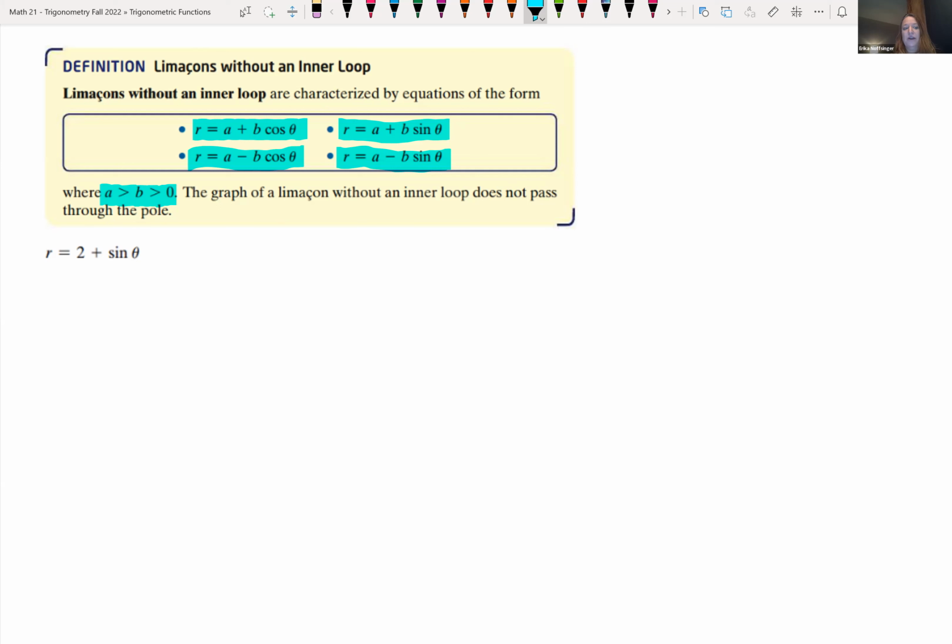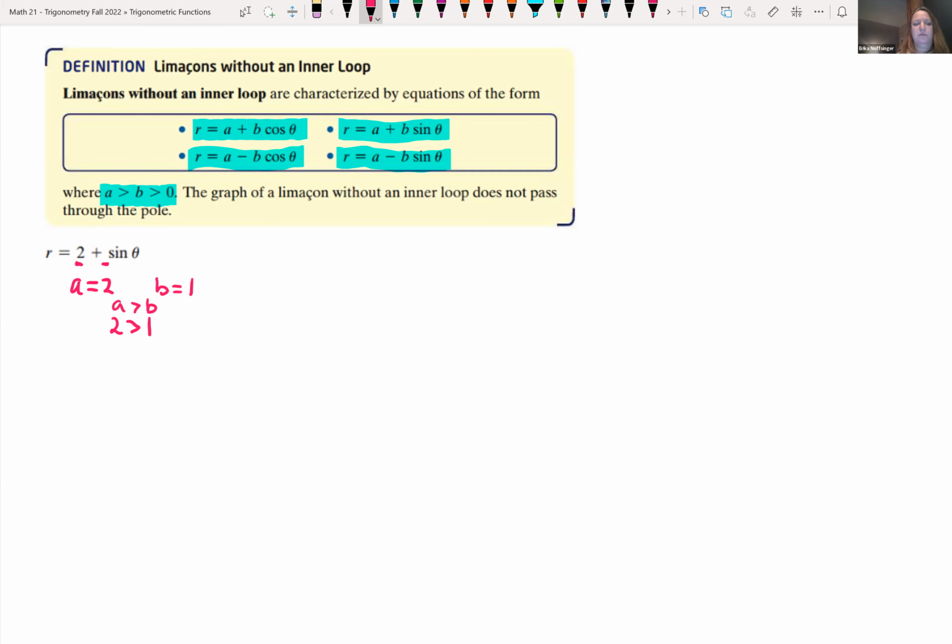So let's look at the following equation. We have the equation in front of us that r is equal to 2 plus sine theta. Notice here that our a value is 2. Our b value, the coefficient in front of sine, is 1. And our a value, 2, is greater than 1.